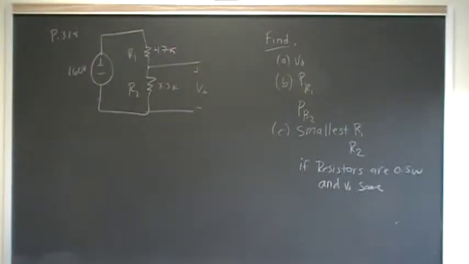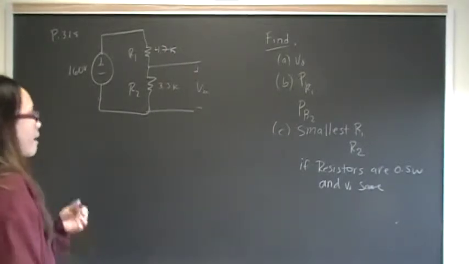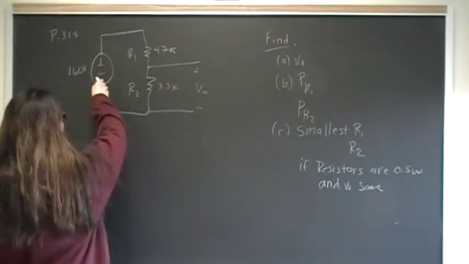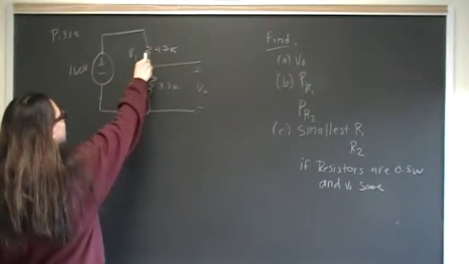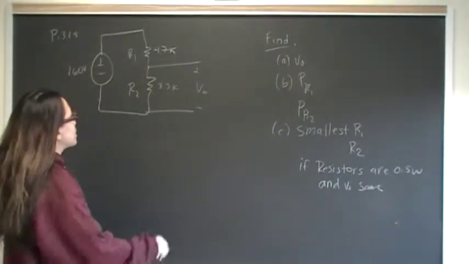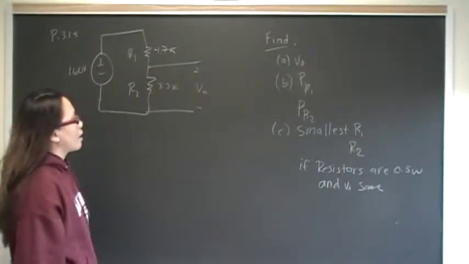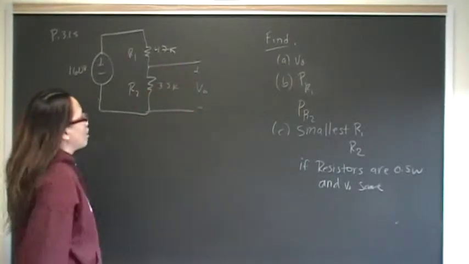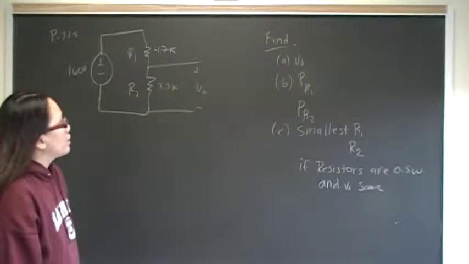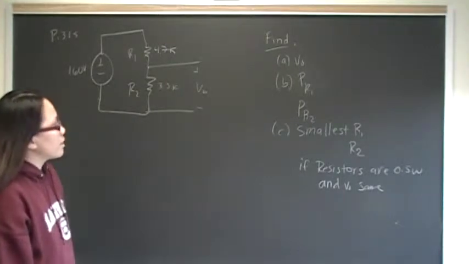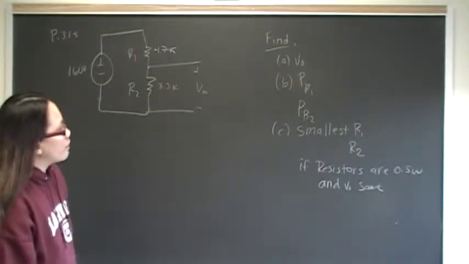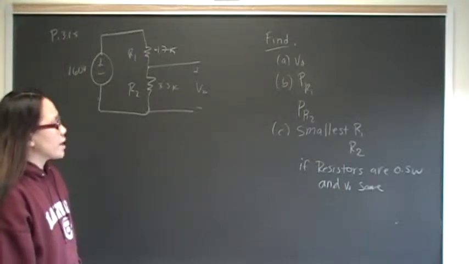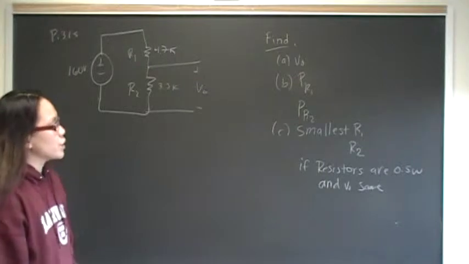Okay, you guys, this is problem number 15 from chapter 3. It's on voltage divider circuits. We have a 160 volt independent source and two resistors in series, a 4.7 K and a 3.3 K. And the load is across R2. First, we want to find the voltage of the load, the V naught, and then we want to find the power dissipated by the R1 resistor and the R2 resistor.